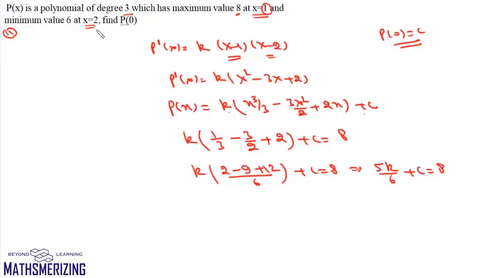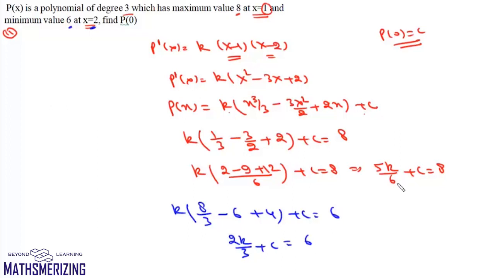Now we'll use this other point. When the value of x is 2, the value of y is 6. So we'll put x as 2, we'll get k times (8 by 3 minus 6 plus 4) plus c, and this value is 6. So we'll get this as what? Minus 2. So it'll be 2 by 3. So it'll be 2k by 3 plus c, and this value is 6.